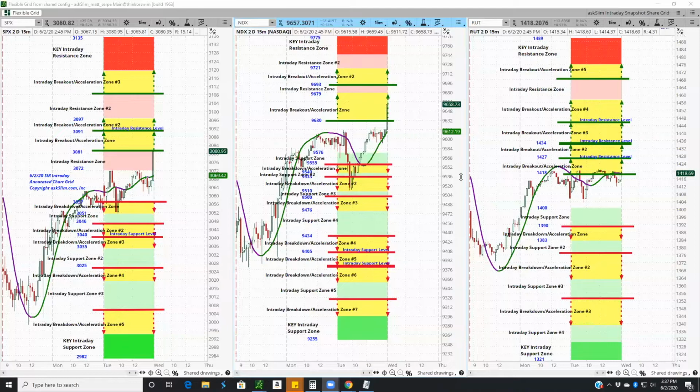The analysis is performed independently in each of the cash indexes, so for the S&P, the NASDAQ 100, and the Russell 2000. This is done pre-market to establish these precise price levels, and we do take into consideration the futures to help with this information.